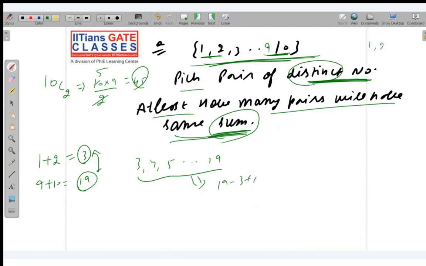If you have any confusion, I have told you many times, take small numbers: 1, 2, 3. So how many numbers are from 1 to 3? You just count 1, 2 and 3. 3 numbers are there. So how did you get 3? 3 minus 1 plus 1. Upper bound minus lower bound plus 1.